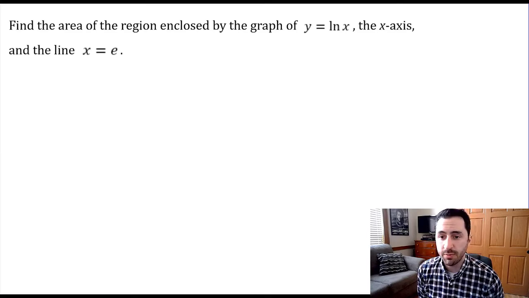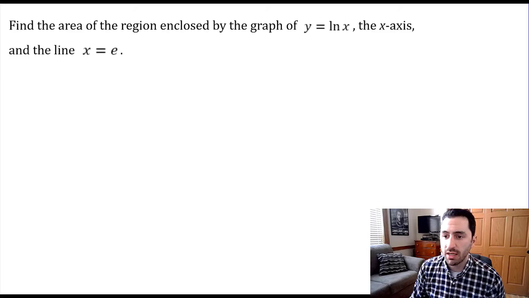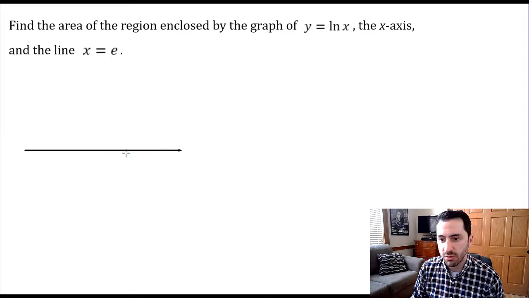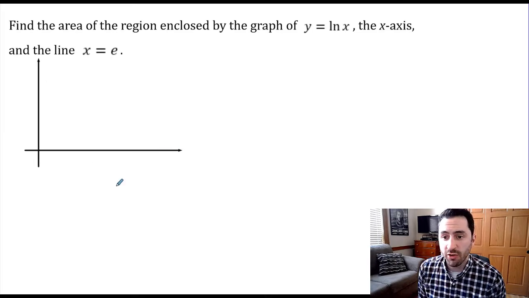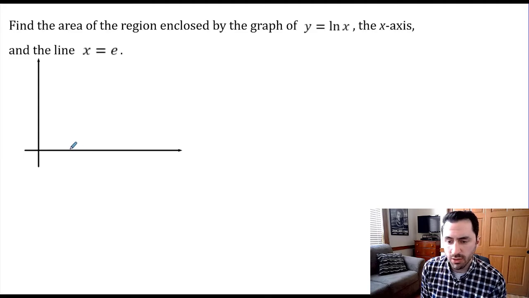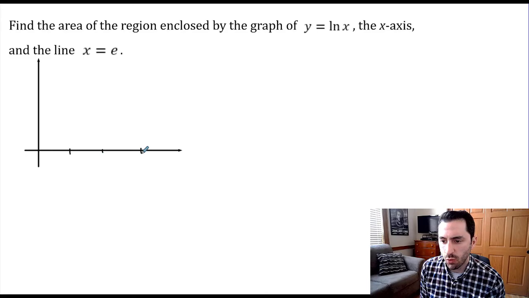So the second example says, find the area of the region enclosed by the graph of y is equal to the natural log of x, the x-axis, and the vertical line x is equal to e. So again, let's just start off by sketching this out to see what we have. All right, so let's start off by thinking about our vertical line x is equal to e. So e, the irrational number, is about 2.71. So let's draw in a vertical line here at e. So something like this. So that's one of the borders of our region.